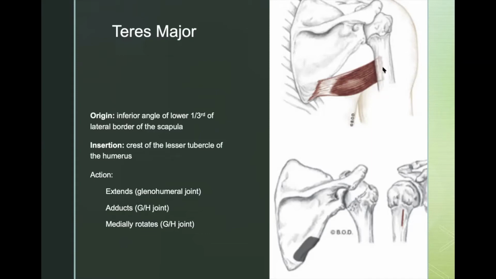Now you could imagine if the arm is held up and out to the side in abduction, as we were just experimenting with a moment ago, it would stretch this muscle. And so this muscle is going to adduct the arm.